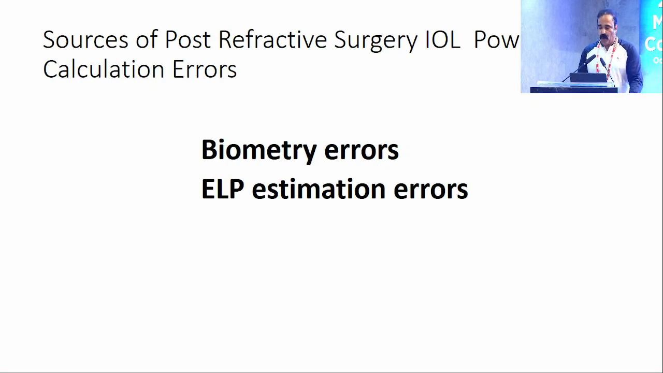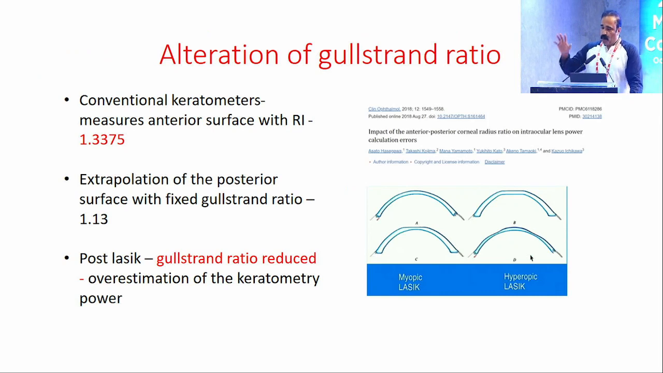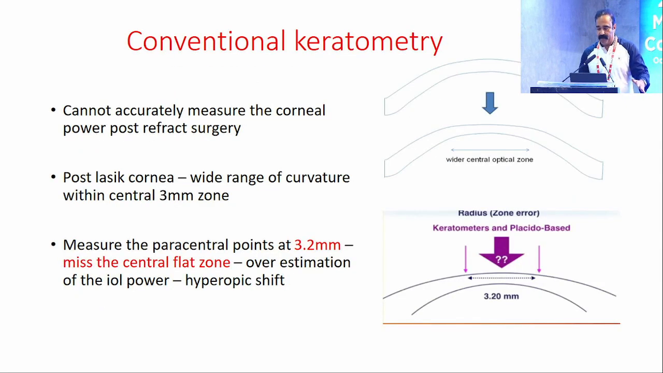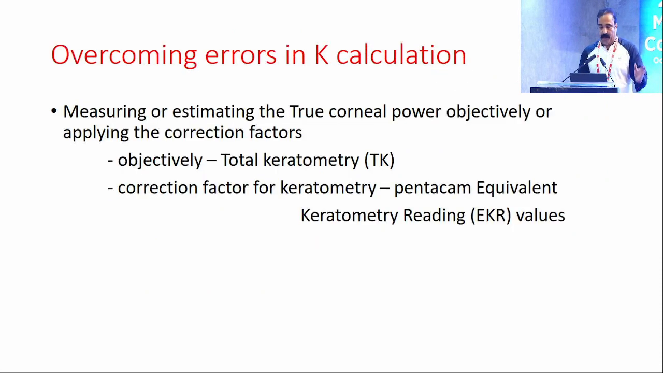Coming back to some more theory, you can have biometry errors and ELP estimation errors. The conventional keratometers measure the anterior surface with a refractive index of 1.3375, with extrapolation to the posterior surface with a fixed Gullstrand ratio of 1.13. Post-LASIK, the Gullstrand ratio is reduced, with an overestimation of keratometric power. And post-LASIK, in the central zone, there is a wide range of curvature. So when the measurement is done at 3.2 millimeter, it might miss the central flat zone, overestimate the IOL power, and cause a hyperopic shift.